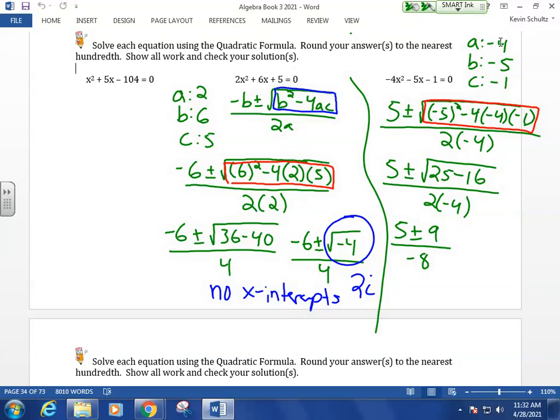Any questions on how I got to where I'm at? All we've done so far is simplify the root, which is an order of operations nightmare, but you can do it. Okay. Now that we're here, we're ready to break it up into our two.